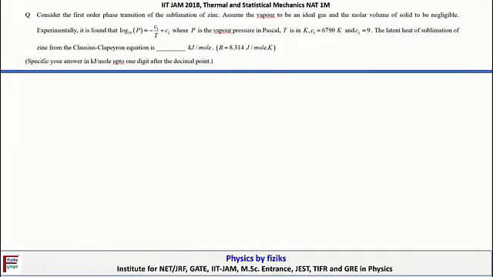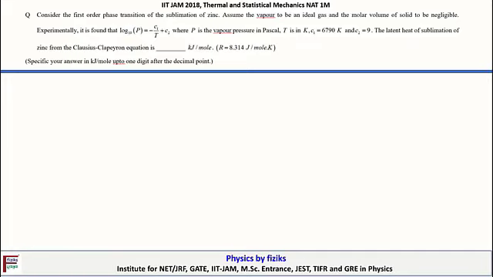So let's continue with the next question. The statement is, consider the first order phase transition of sublimation of zinc. Assume that the vapor is an ideal gas and the molar volume of solid to be negligible.